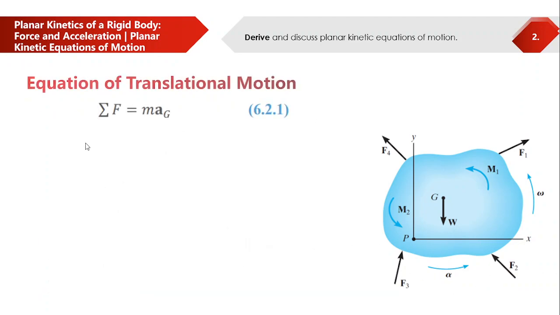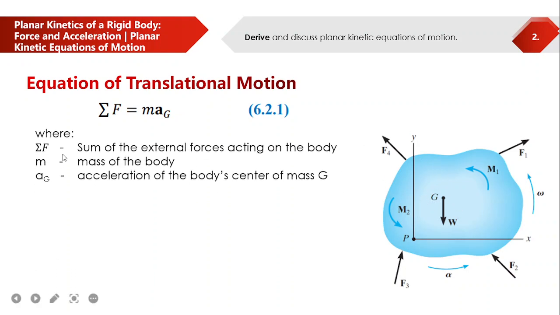The equation of translational motion, if we go back to our equations of motion, is that the summation of all forces equals mass times acceleration at point G, the center of mass. Sigma F is the sum of all the external forces acting on the body, M is the mass of the body, and a sub G is the acceleration of the body's center of mass G.